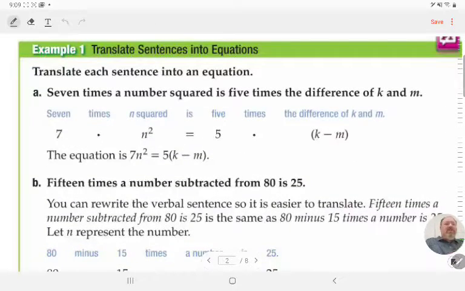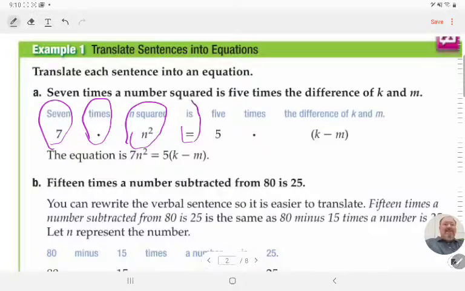So let's look at a couple of examples. We are to translate the sentence into an equation. 7 times a number squared is 5 times the difference of k and m. So let's break that down. 7 times, so that's our operation. A number squared would be n squared. Is going to be equals. 5 times, that's our operation again.